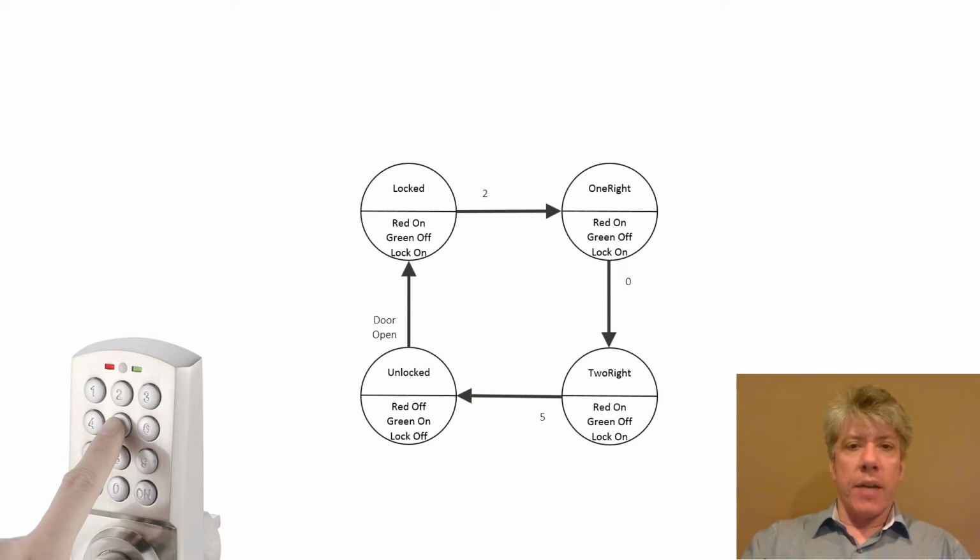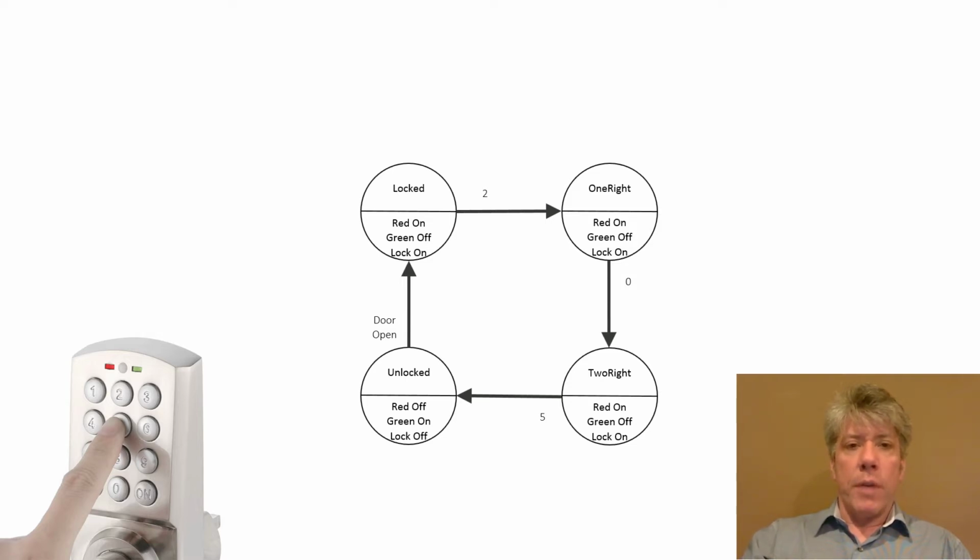If we trace the diagram, the system should begin in the locked state, and the input of a 2 on the keypad causes a transition from the locked state to the 1 right state. If 0 is typed next, the transition from 1 right to 2 right occurs. The last step is for the user to enter 5 on the keypad in order to finally arrive at the unlocked state, where in addition to the lights going from red to green, the locking mechanism is deactivated.